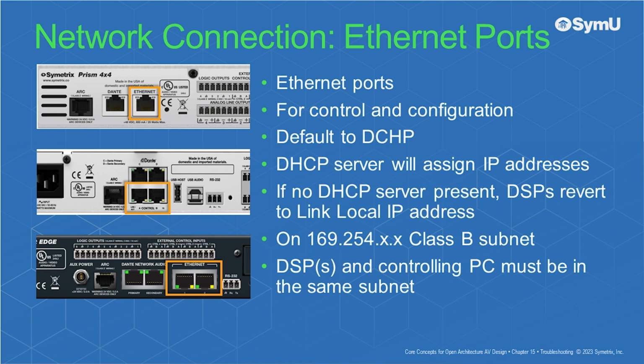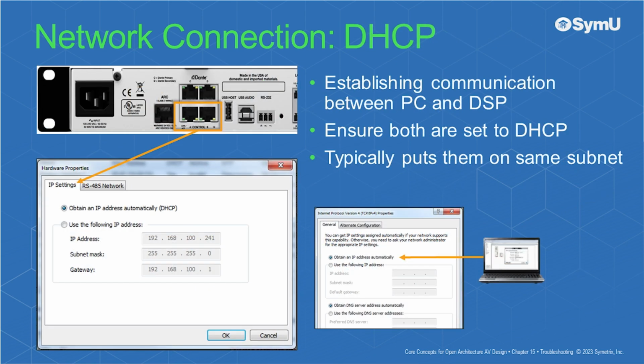This means if there is a DHCP server on the network, the server will assign an IP address to each DSP. If no DHCP server is present, the DSPs will revert to their link local IP address on the 169.254.something class B subnet. Both the DSPs and the controlling, programming PC must be in the same subnet to locate each other. The best way to establish communication between a PC and the DSP is to make sure both devices are set to DHCP. This will typically put them on the same subnet automatically.